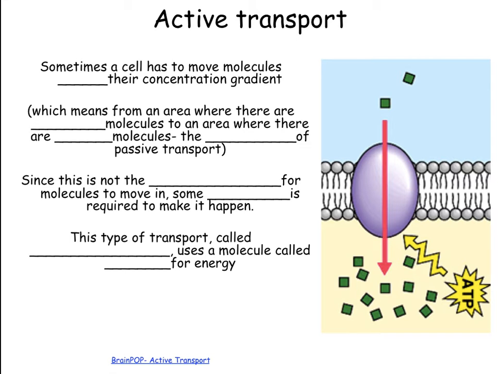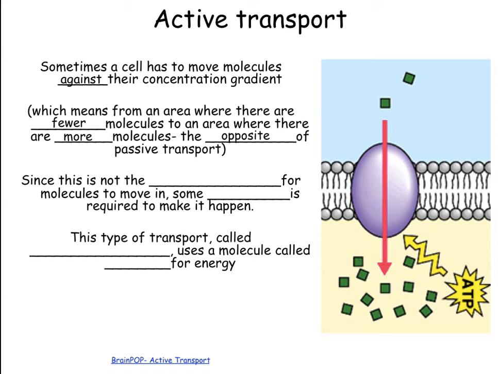So, let's begin by recognizing that sometimes a cell has to move molecules against their concentration gradient. Another way to state this is moving molecules from areas where there are fewer to an area where there are more molecules. This is, as you might notice, the opposite of passive transport. In other words, it is like trying to swim upstream against the current instead of calmly floating downstream with the current.